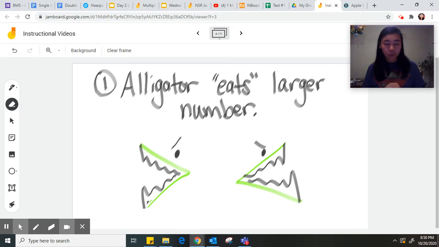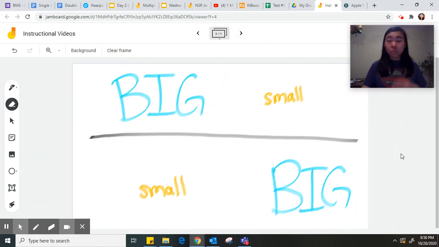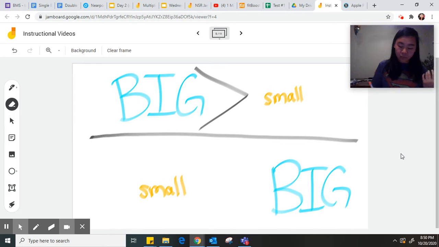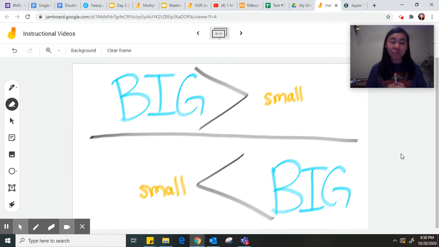So I've got three tricks for you. One, the alligator eats the larger number. So our symbol looks a little bit like an alligator opening its mouth, and it's always going to eat the bigger number. It doesn't matter if the number is on the left or on the right. So if the big number is on the left, our alligator mouth is still going to eat that big number like this. Okay? If our big number is on the right, same thing. Our alligator mouth is going to eat the bigger number. Okay? So it doesn't matter if it's on the left or on the right. Our alligator mouth is always going to be eating the larger number. Okay? Not pointing to the larger number, eating it.